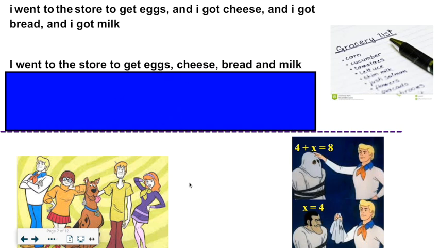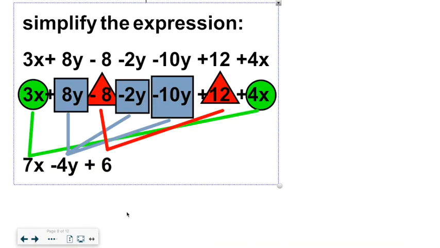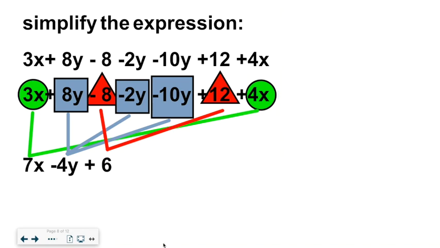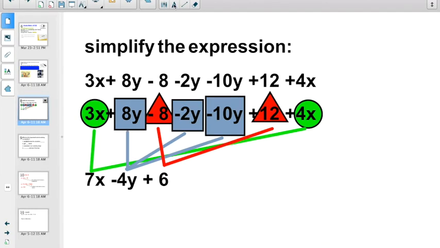But if we look down here, maybe this is a little too old for you guys, but Scooby-Doo, right? What do these guys do? They just go around solving mysteries. So for example here, if this guy is 4 plus x equals 8, what they're doing is they're figuring out what x is. They're solving this mystery, right? So, simplifying.